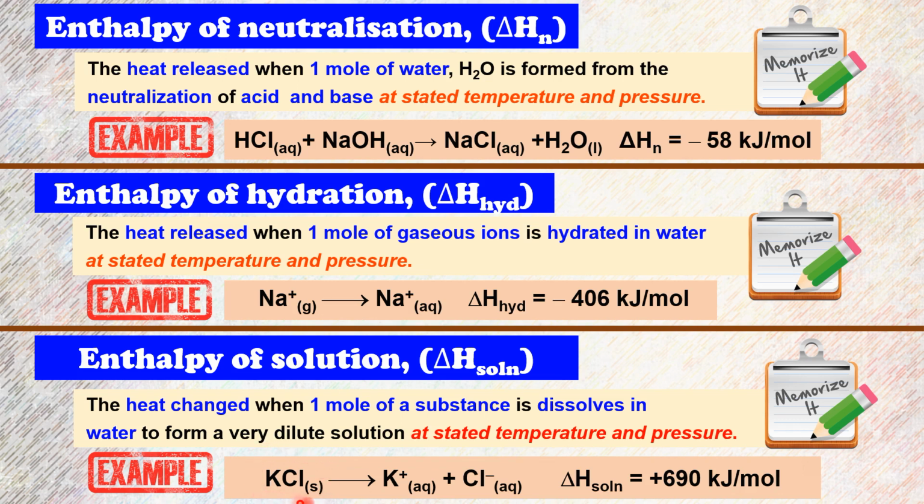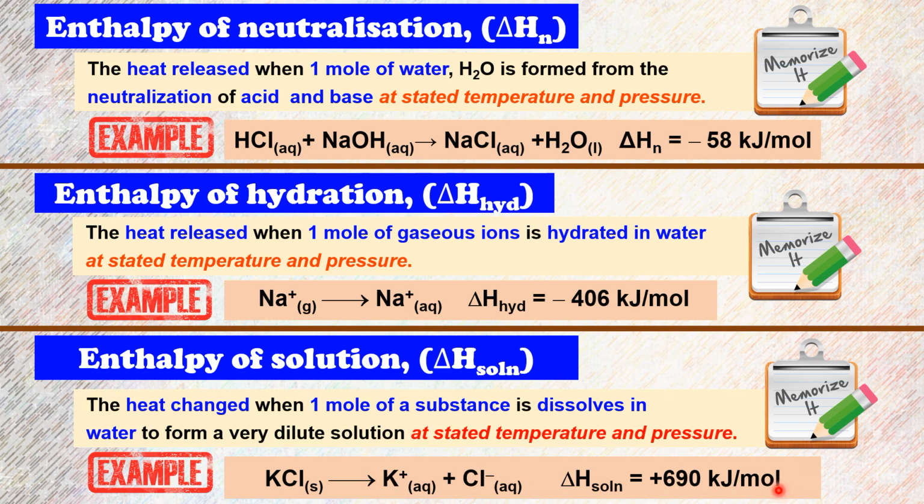For example, KCl exists as solid, since it is a kind of salt. When dissolved in water, it will dissociate and form K plus aqueous and Cl minus aqueous. So here, the reactant side should remain 1 mole. You have to balance at the product side. Okay. So the value of delta H solution is positive 690 kilojoule per mole.